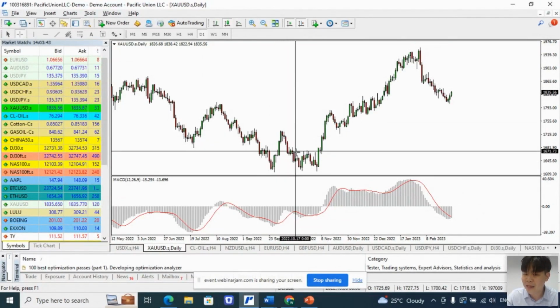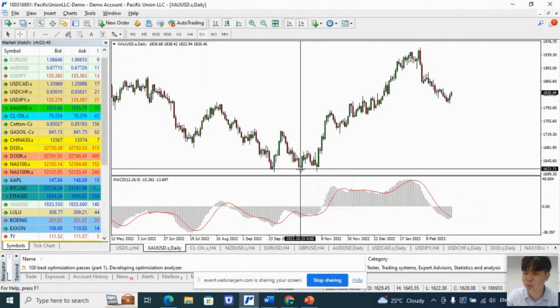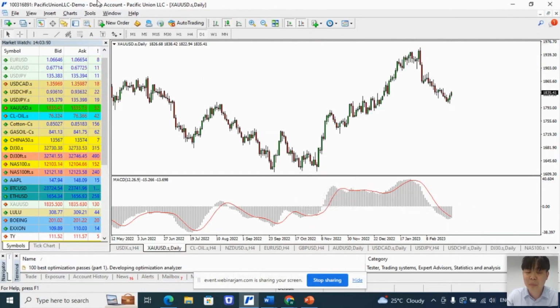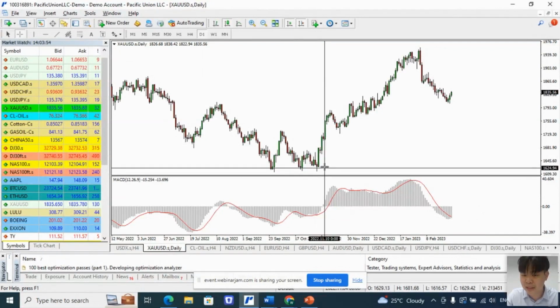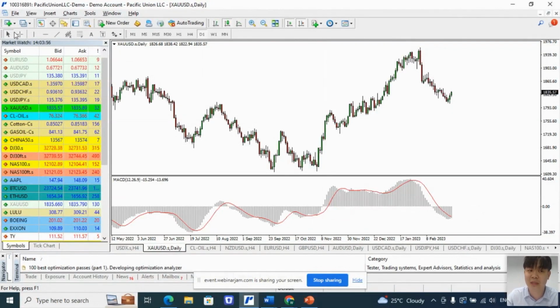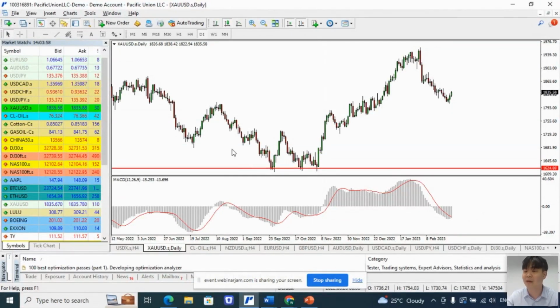And then the second time, you can see that it touched 1620 again around these regions, and it tried to rebound again. And the third time, it tried 1620 again, touching this lowest level, and then it tried to rebound. So this can be considered a support level because, as you can see, every time this product touches a certain price, it tries to rebound.